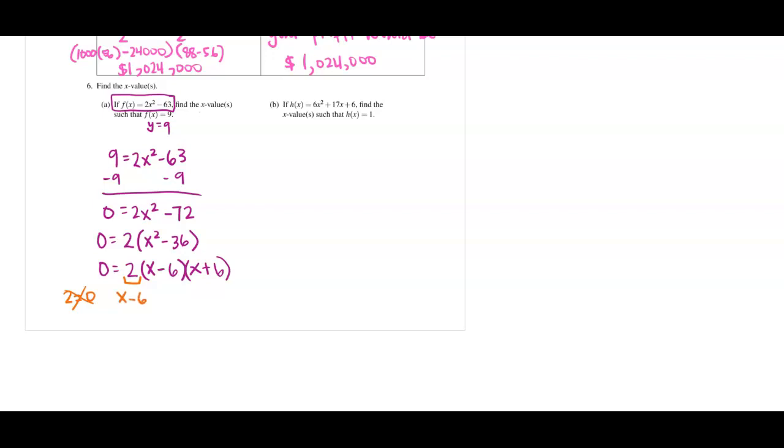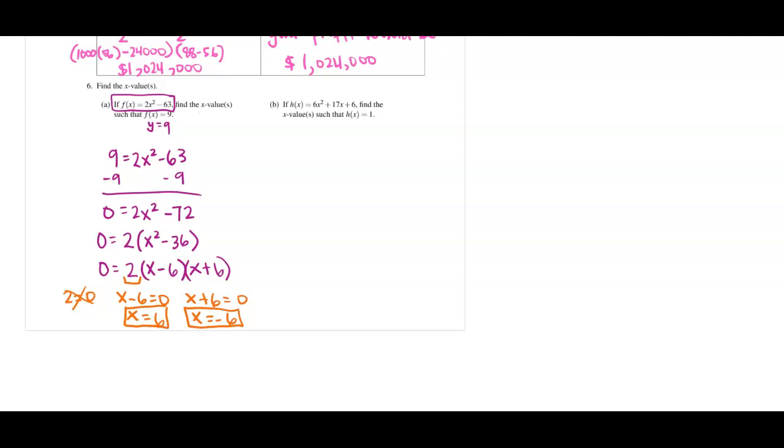But we'll set the x minus 6 equal to 0 and the other factor of x plus 6 equal to 0. And so then when I add the 6 over here, I get x equals 6. When I subtract the x over, I get x equals negative 6. Right? So those are my 2 answers on this, and I expect to get 2 answers because remember my highest exponent in here was a 2.